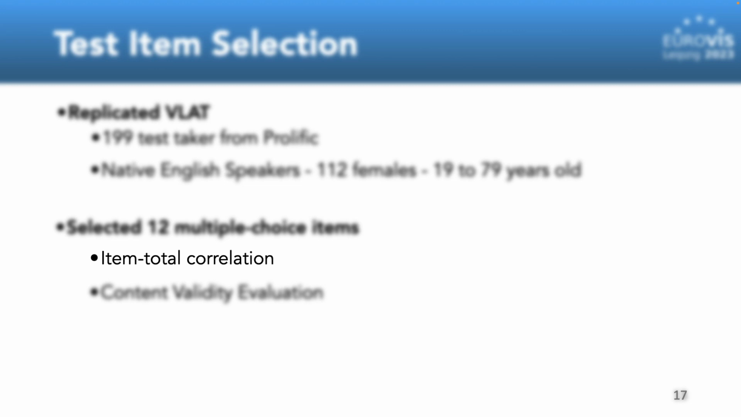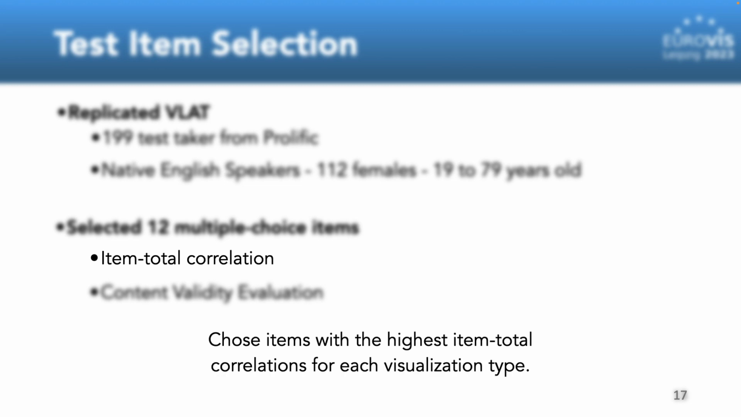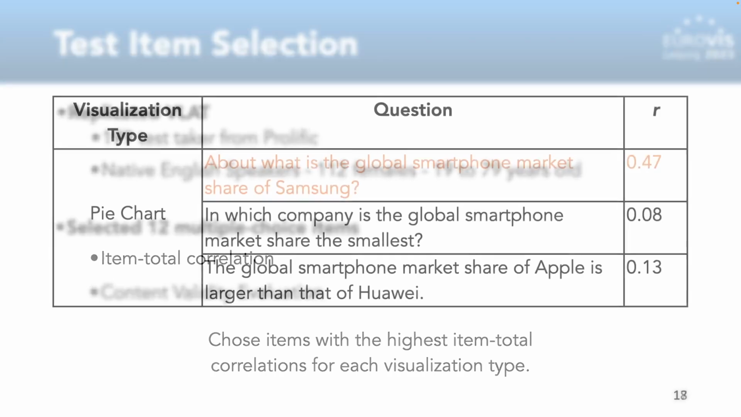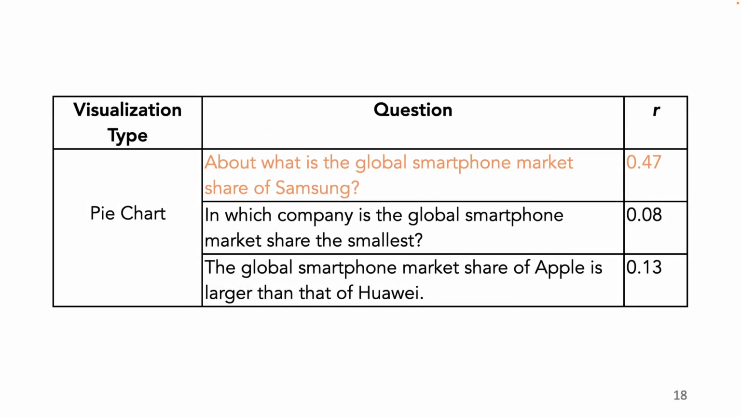Using item total correlation, we selected the item with the highest item total correlation for each visualization type, resulting in a total of 12 questions for Mini-VLAT. A high item total correlation allows for a greater differentiation between high and low scorers in the test. For example, in this case of pie chart, we have 3 questions taken from VLAT. We chose the first one since it has the highest item total correlation and it can distinguish well between the high scorers and the low scorers in the test.